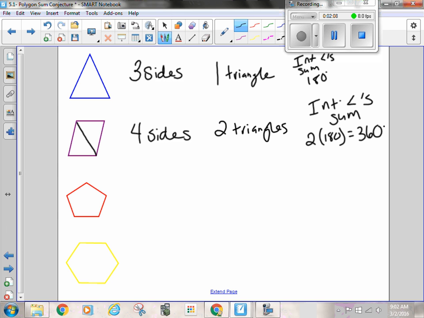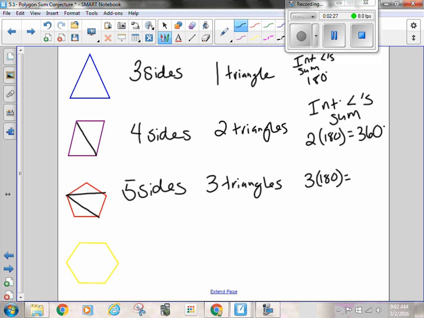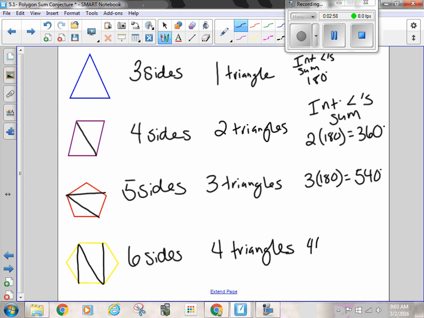Okay, the next one is a pentagon. It has 5 sides. Okay, and I can break this down into 1, 2, 3 triangles. Each of the triangles is worth 180 degrees. So my sum of my interior angles is going to be 3 times 180, and that is 540 degrees. And then we see our next one. It is a hexagon, and I'm going to break this down into 1, 2, 3, and 4 triangles. So it has 6 sides, and it's 4 triangles. So the sum of the interior angles is going to be 4 times 180, which we are left with 720.